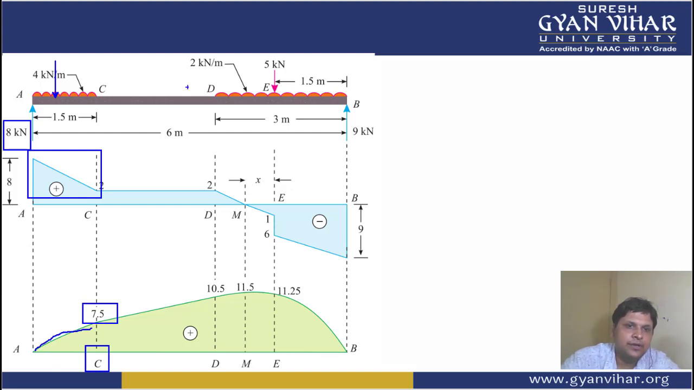Then between C to D you don't have any load. Considering point D, here at point D, again we will find the bending moment. How we will find? There are two forces. We will multiply those forces with their distance from this point D, and you will see that you are getting bending moment as equal to 10.5 at D.